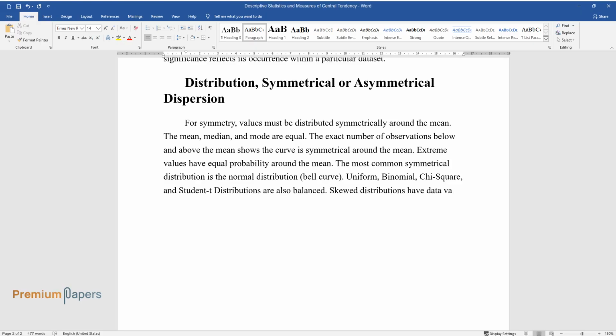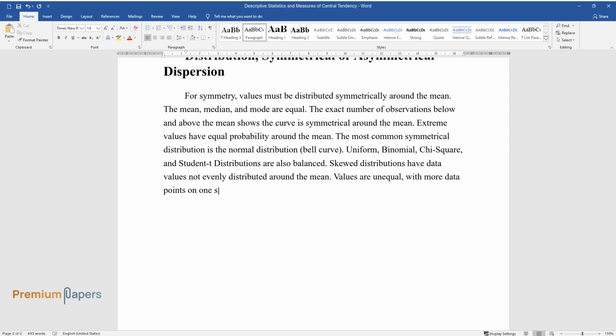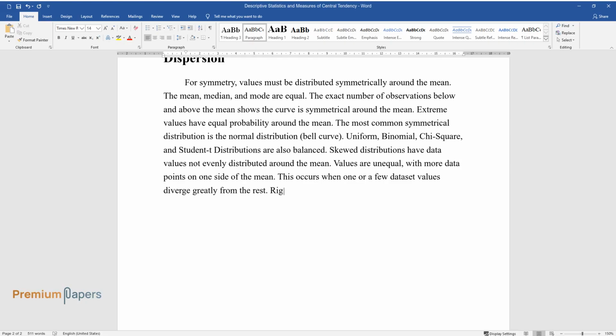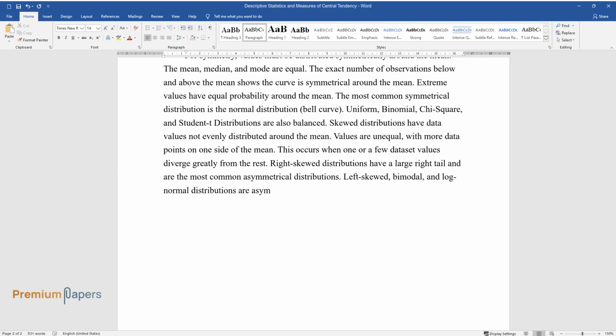Skewed distributions have data values not evenly distributed around the mean. Values are unequal, with more data points on one side of the mean. This occurs when one or a few dataset values diverge greatly from the rest. Right-skewed distributions have a large right tail and are the most common asymmetrical distributions. Left-skewed, bimodal, and log-normal distributions are asymmetrical.